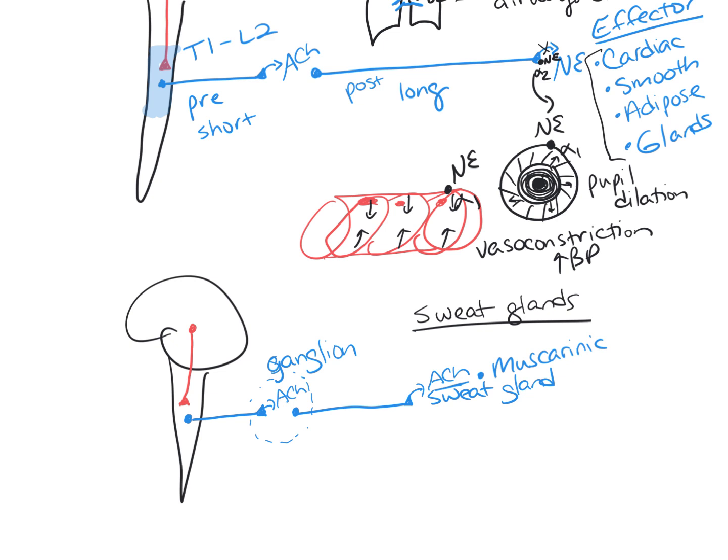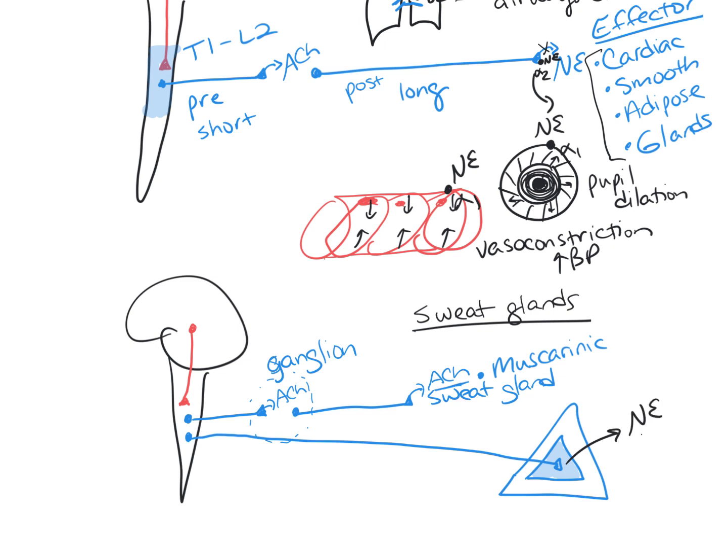In this case, instead of having a preganglionic and a postganglionic neuron, the preganglionic neuron extends all the way out to the adrenal gland, and in particular, the adrenal medulla. And in the adrenal medulla, it stimulates the adrenal medulla, which acts as a postganglionic neuron, which will then release norepinephrine. It will also release epinephrine. Norepinephrine and epinephrine together are called adrenaline.